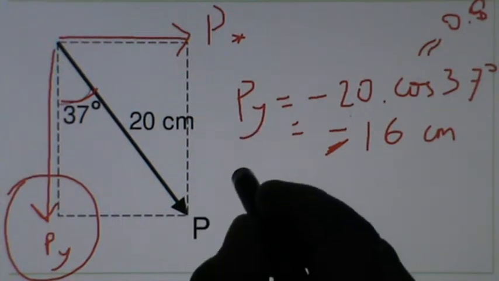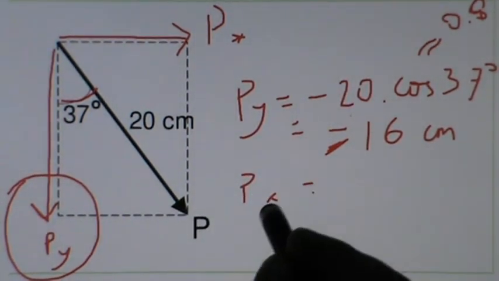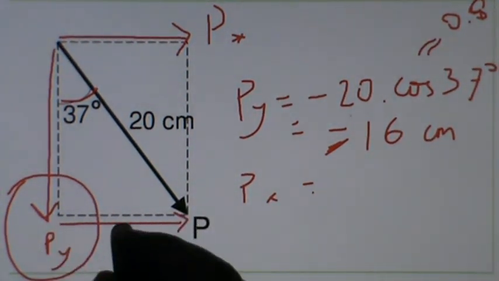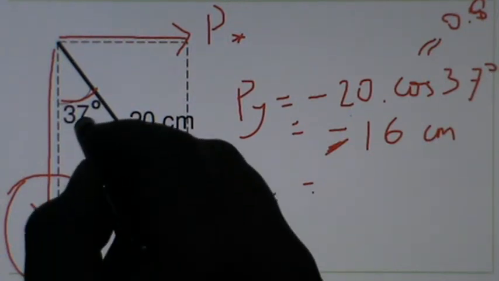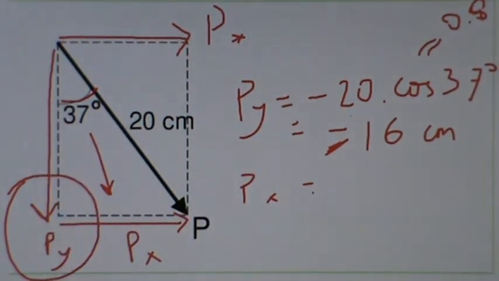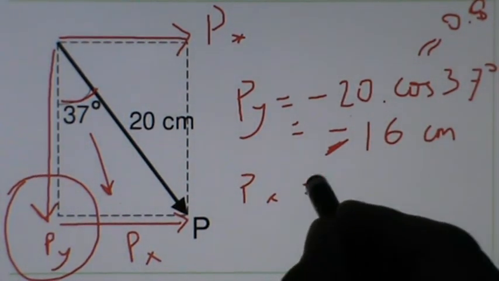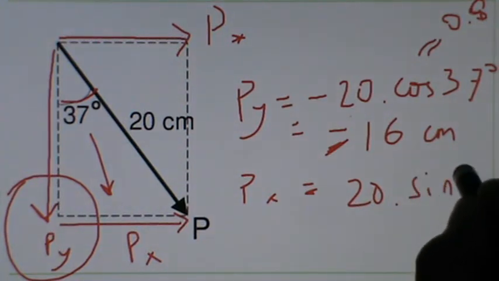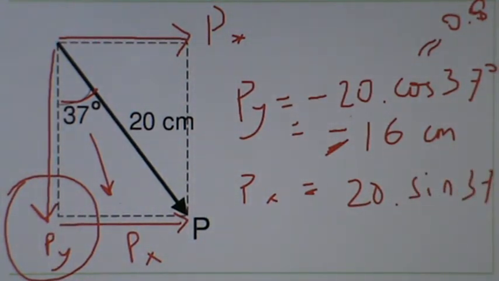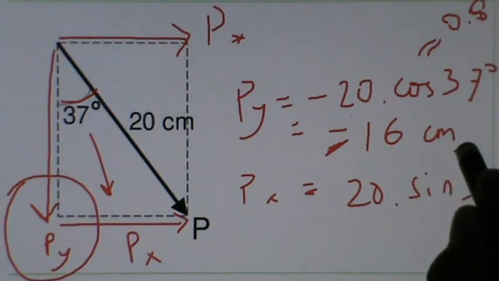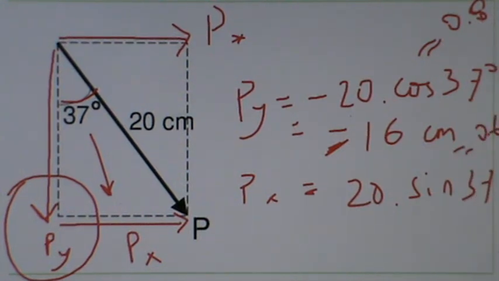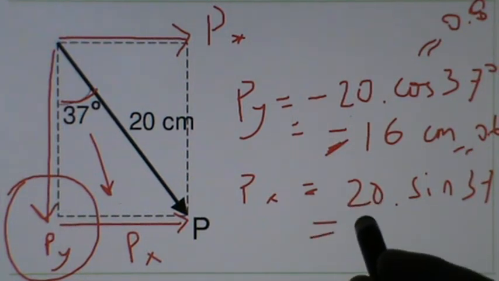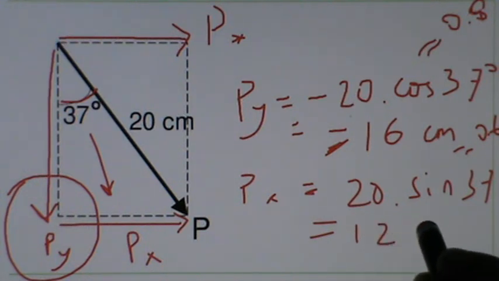And now for the second component, Px here, you can see that the position is the opposite of the 37 degree angle here. So the magnitude of Px is 20 times sine 37, and sine 37 is equal to 0.6. So here we get around 12 centimeter.